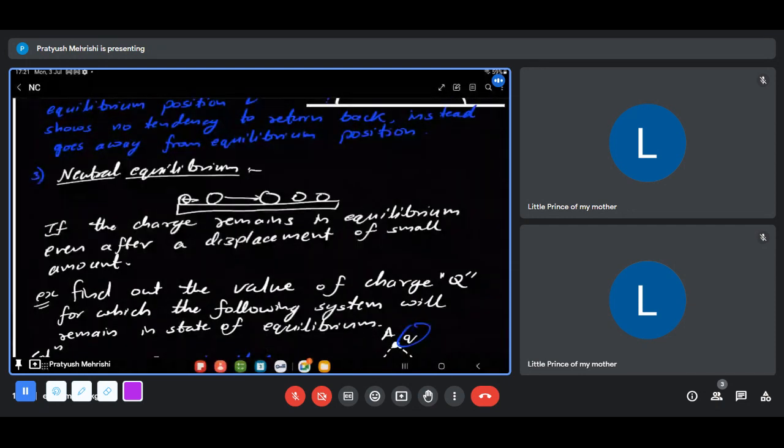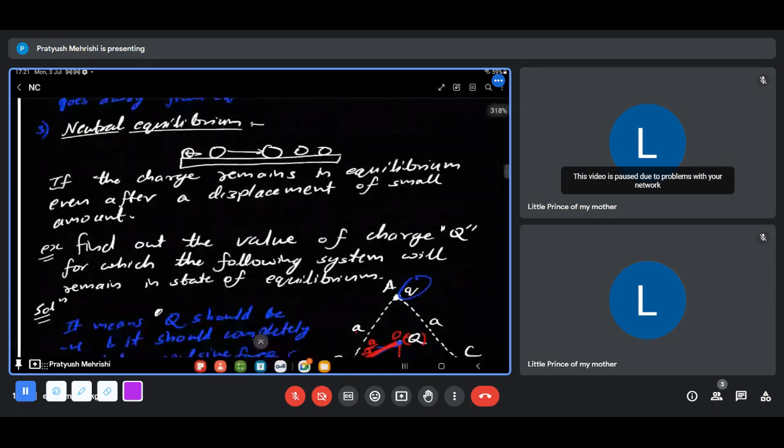In neutral equilibrium, what happens? Every new position is an equilibrium position. Like the charge is there in your hand, it is an equilibrium position. And if you are moving it to any other place, there also it is an equilibrium position. Then such an equilibrium is called neutral equilibrium, where the displacement is not having any effect on the particle. Okay.